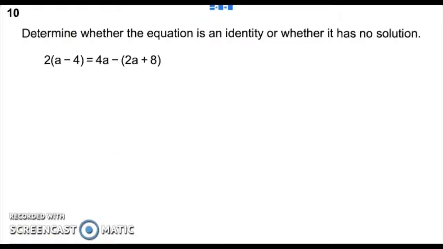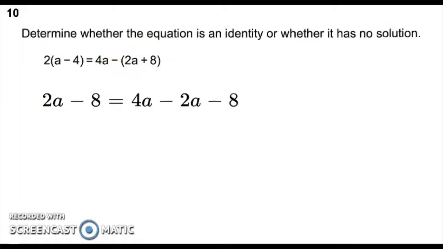Number 10. Determine whether the equation is an identity or whether it has no solution. So the first thing we're going to do is distribute out the parentheses. So we have on the left 2a minus 8 by distributing the 2. On the right, we'll distribute this negative. So we'll have 4a minus 2a minus 8. So now we've got to combine like terms on the right.